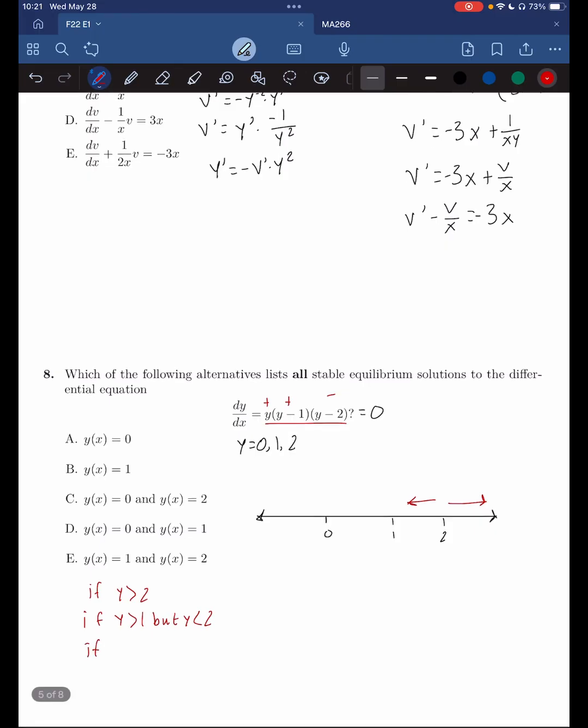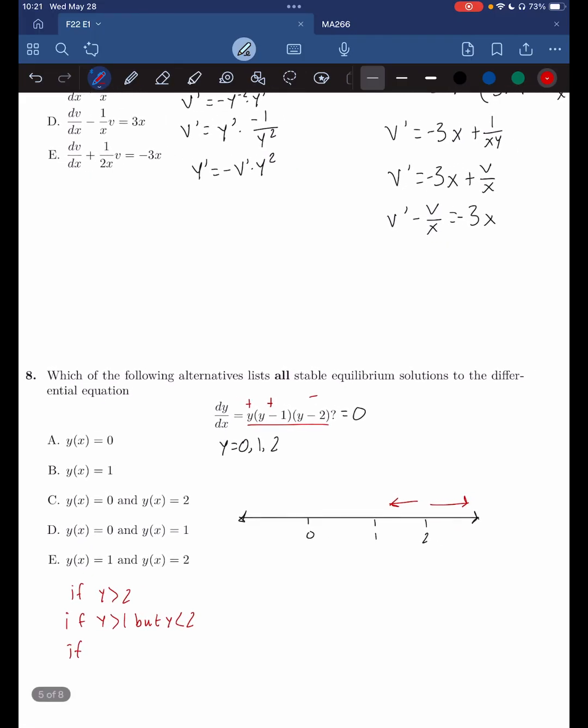What if y is greater than 0, but y is less than 1? Well, let's look at that as well. If y is greater than 0, then this is still positive. But if it's less than 1, this becomes negative, this becomes negative. However, when you multiply a negative and a negative with a positive, you get a positive number. So this arrow points to the right.